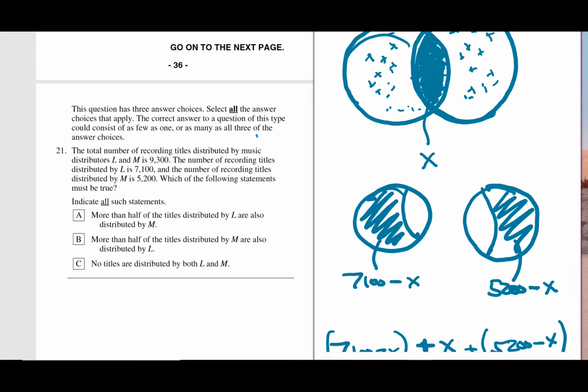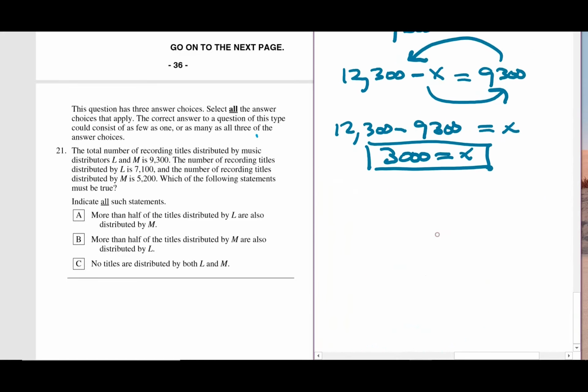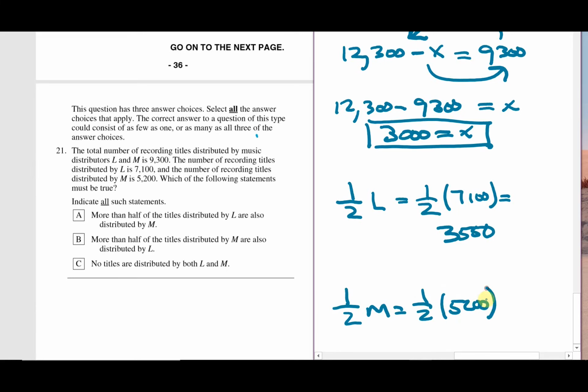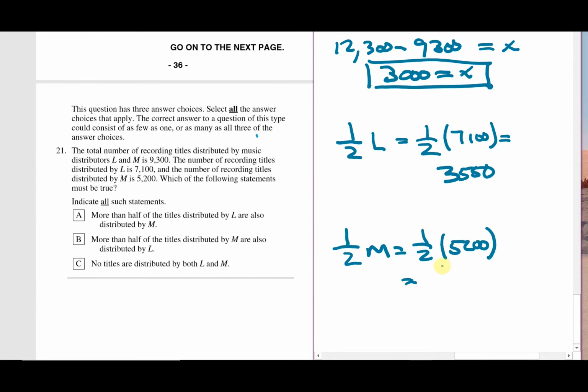So basically, the first one says more than half of the titles distributed by L. So what is 1/2 times L? 1/2 times 7100 is 3550. And then B says more than 1/2 of the titles distributed by M, so we have 1/2 M. That's 2600. Okay. So for A, it says more than 1/2 of the titles distributed by L are also distributed by M.